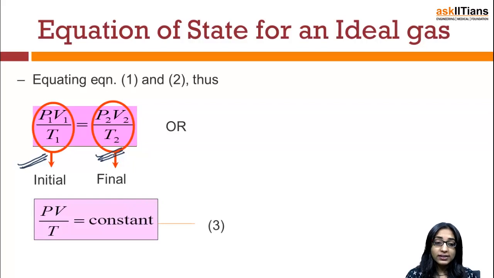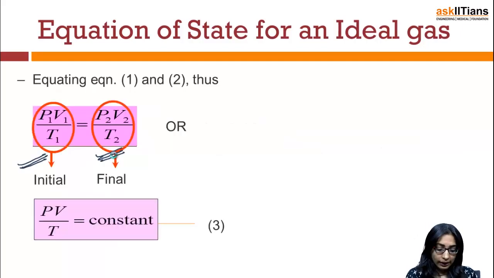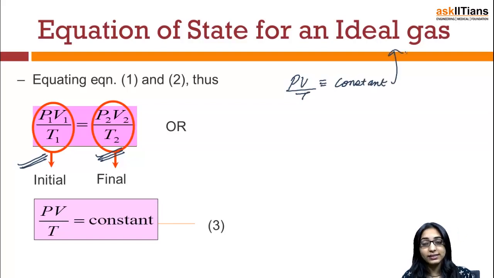Or what I can write is, since P1 V1 over T1 is equal to P2 V2 over T2, that means nothing but PV by T is a constant value. So this is all about how you define the ideal gas equation. And if I simply write PV by T is constant, this is nothing but an equation for any ideal gas.